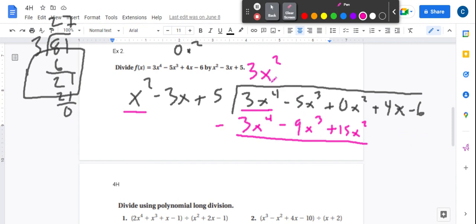Okay. 3x to the fourth minus 3x to the fourth is 0. That cancels out. Negative 5x cubed minus negative 9x cubed really gives us 4x cubed. Okay. Next, we have 0x squared minus 15x squared. So that's going to give us negative 15x squared. Okay. After that, we're going to pull down this plus 4x here.